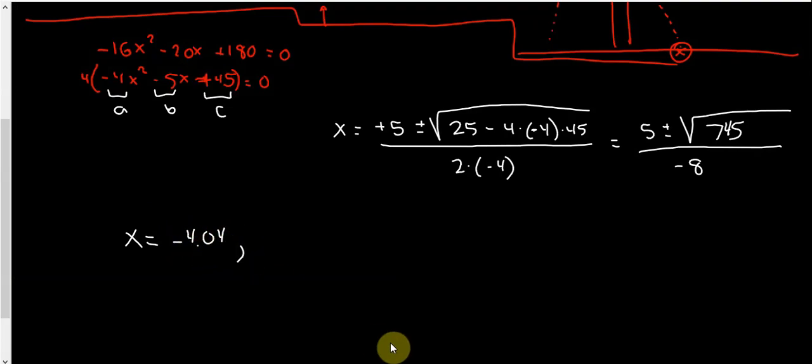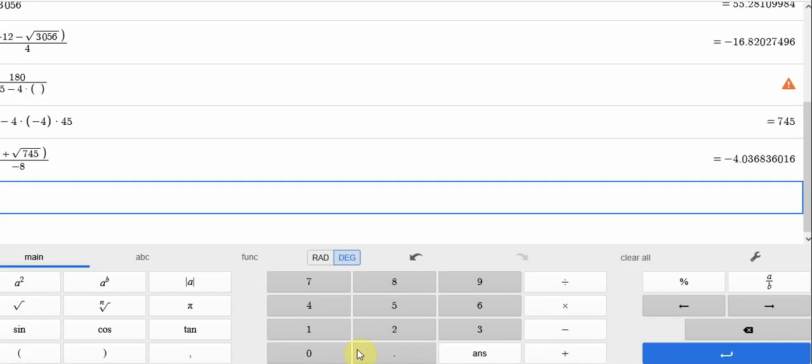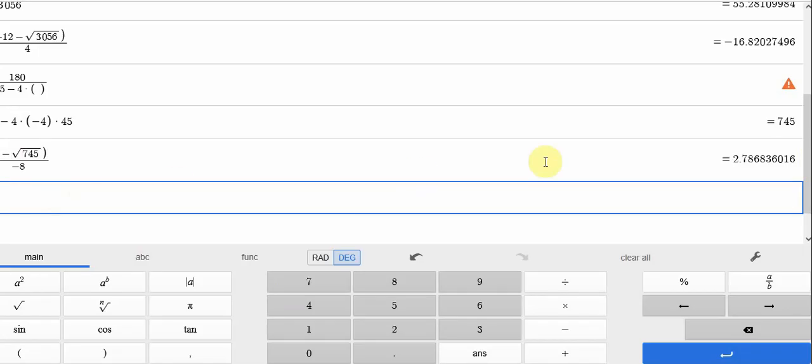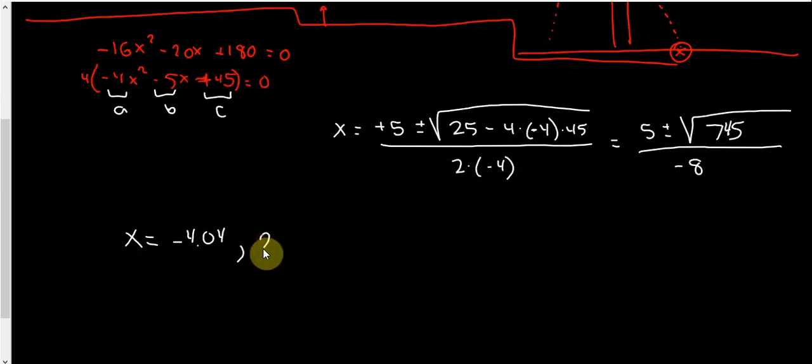All right, our next x. Instead of a plus, I need to subtract that. I like this Desmos calculator because I can easily go up and just change it. That gives 2.7868. The second decimal place is an 8, the third decimal place is a 6, which tells me to round up. So 2.79. Now, I have two answers.